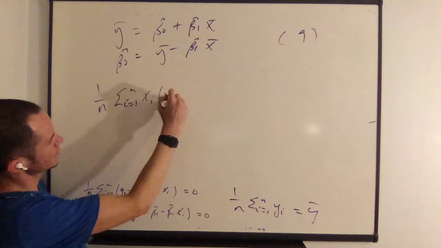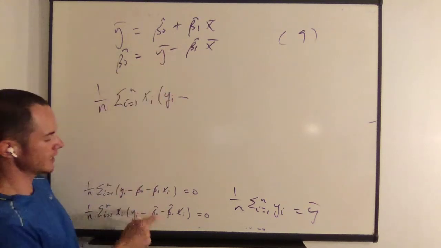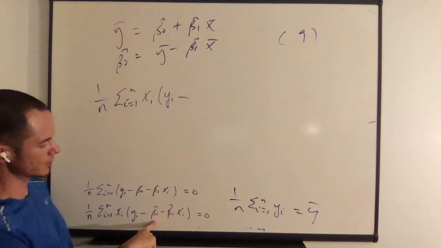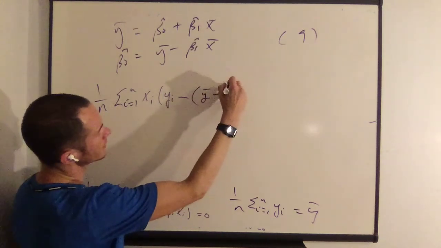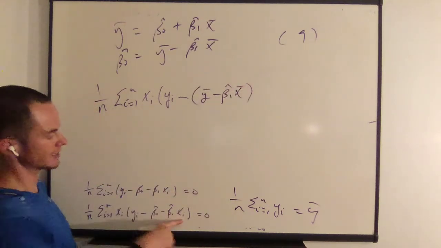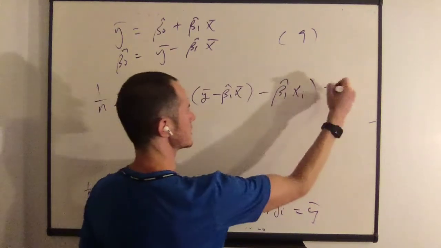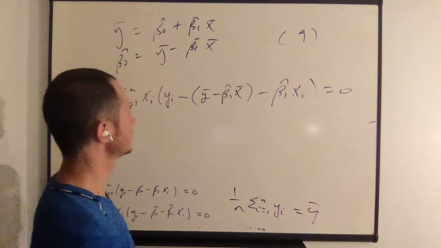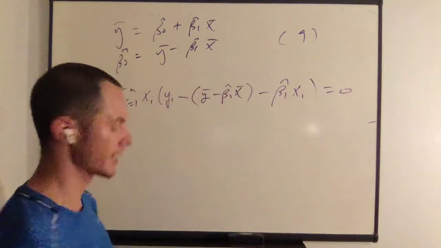xi times yi minus, now let's plug in this equation 9 into this sample counterpart to the population moment here for the covariance equal to 0, beta naught hat, y bar minus beta 1 hat x bar. The rest of this line is minus beta 1 hat times xi, close parentheses, equals 0. Good. Now what we're going to do is solve for beta 1 hat, and we will have derived an expression for beta 1 hat.